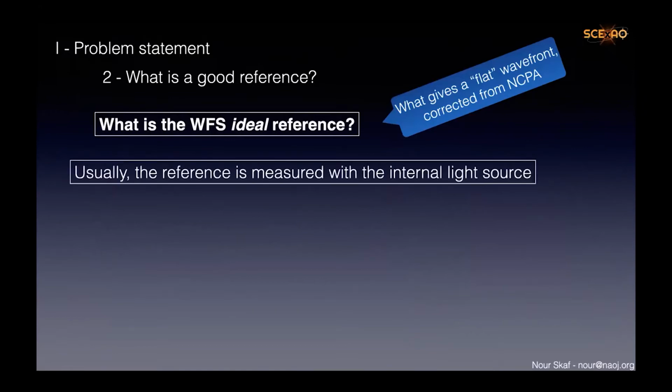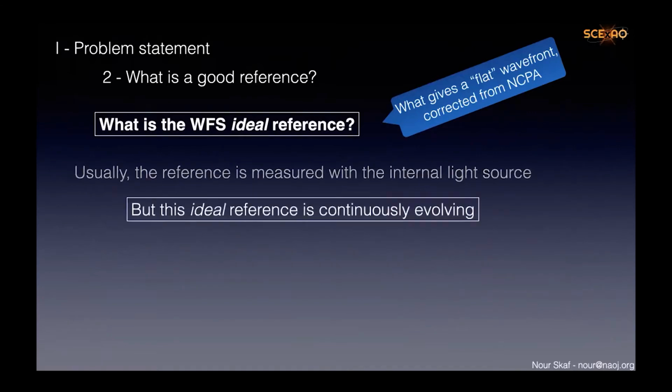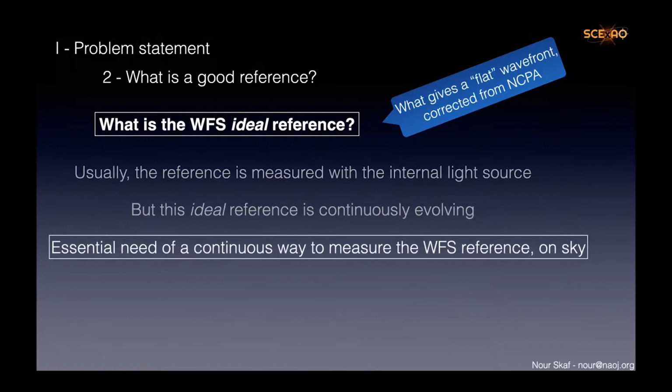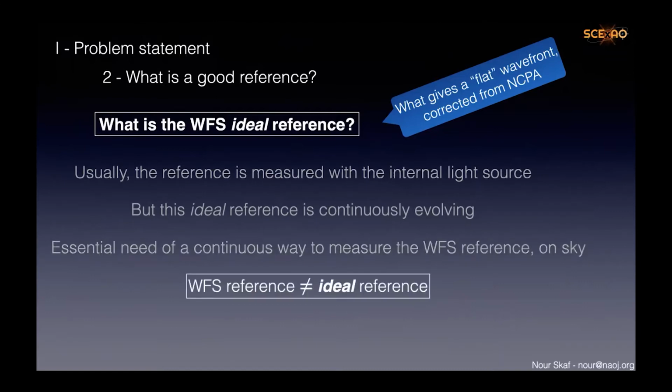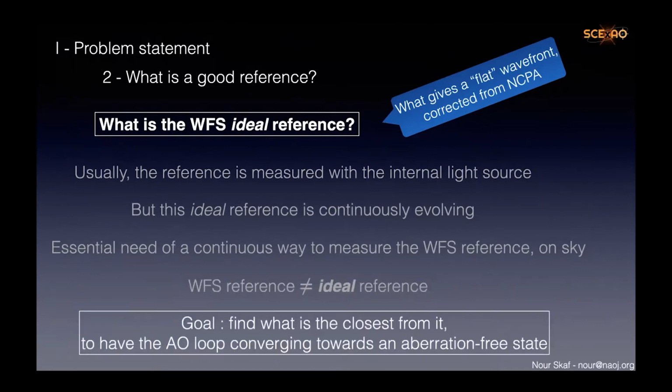Usually the reference of the wavefront sensor is measured with an internal light source in the instrument, but this ideal reference is continuously evolving. So there is really an essential need for a continuous way to measure the wavefront sensor reference on sky, because as I mentioned before, some of the non-common path aberrations are dynamic and quasi-static. I really would like to emphasize that what is put as a reference on the wavefront sensor is not the ideal reference. This is the whole problem here. And so the goal is really to find what is the closest to it and to have the adaptive optics loop converging towards an aberration-free state.